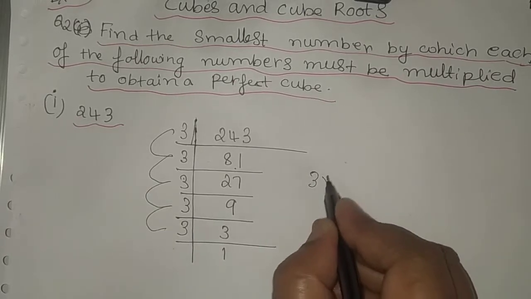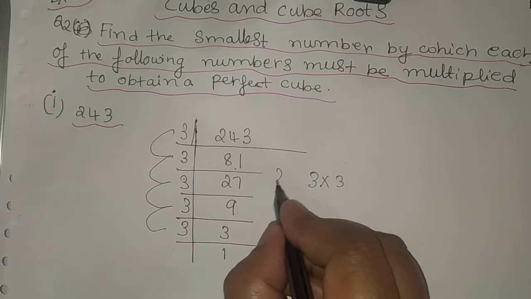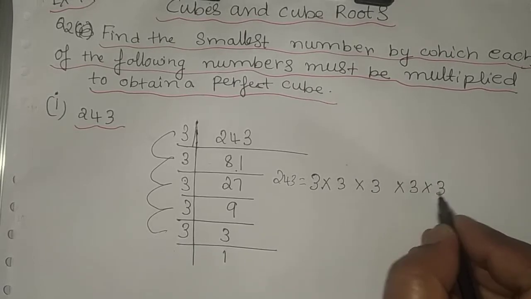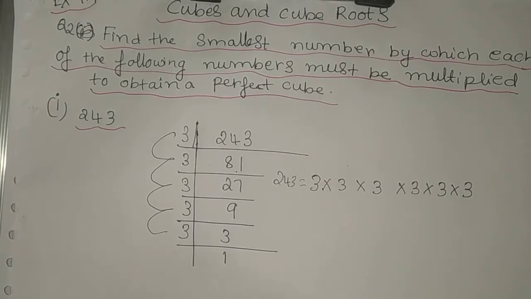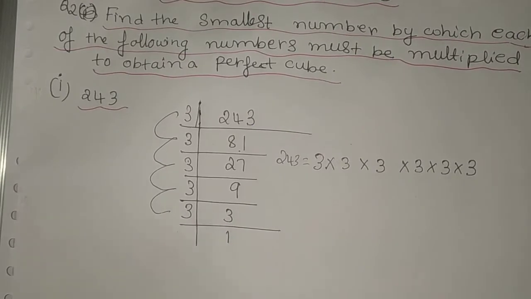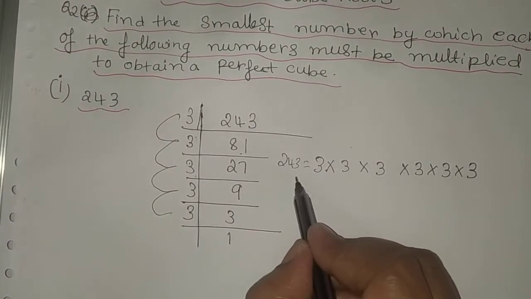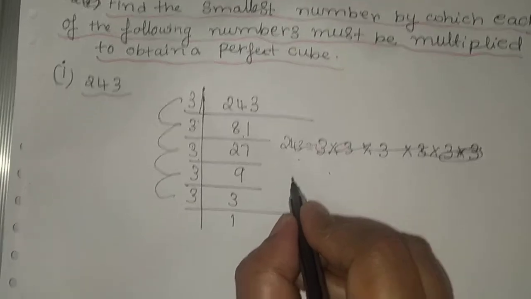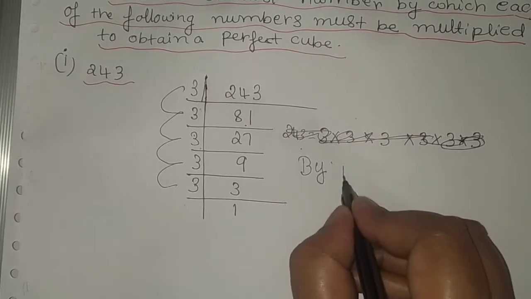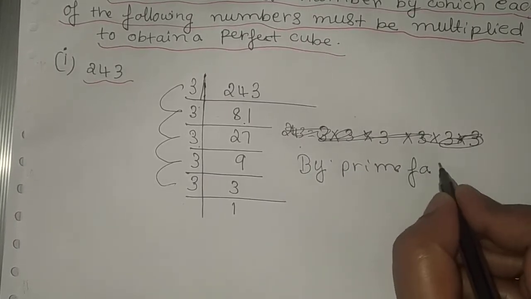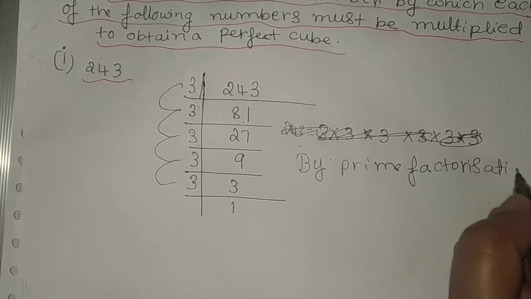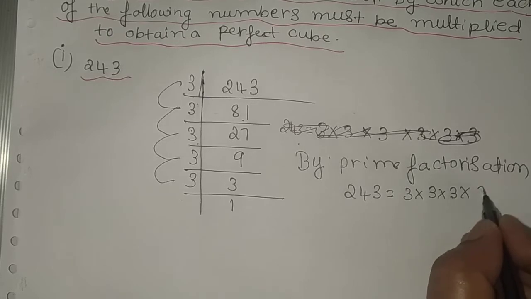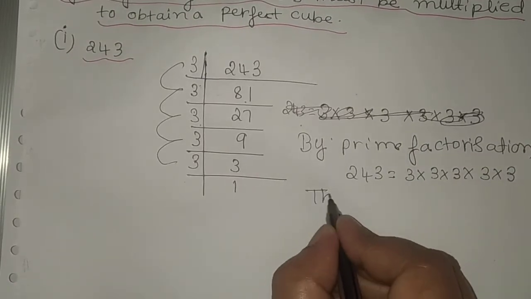So 243 is equal to 3 into 3 into 3, there are 5 3's. Before this we have to write prime factorization, that is 243 equal to 3 into 3, 5 3's are there, just write this down. Next step is the prime factors.